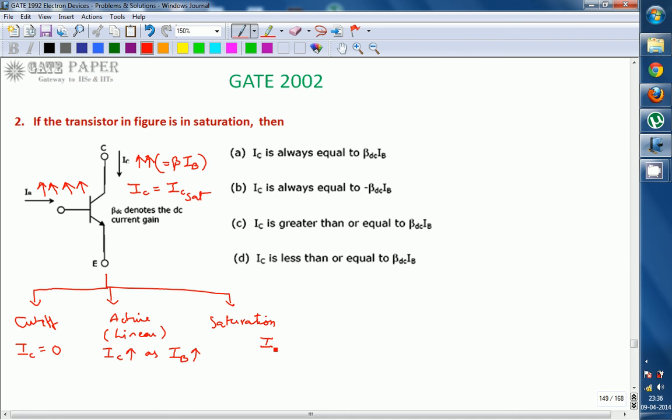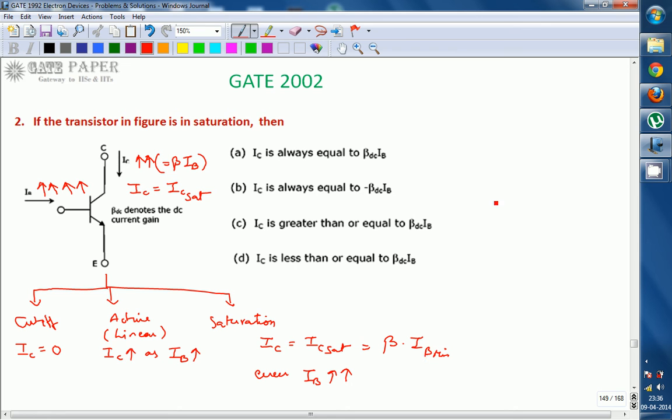In the saturation region, IC is equal to IC saturation even as IB increases. Remember that. So the maximum value of the collector current is beta times IB minimum, where IB minimum corresponds to the minimum value of beta required. So IC is always at most beta times IB minimum, or it is lesser than that.